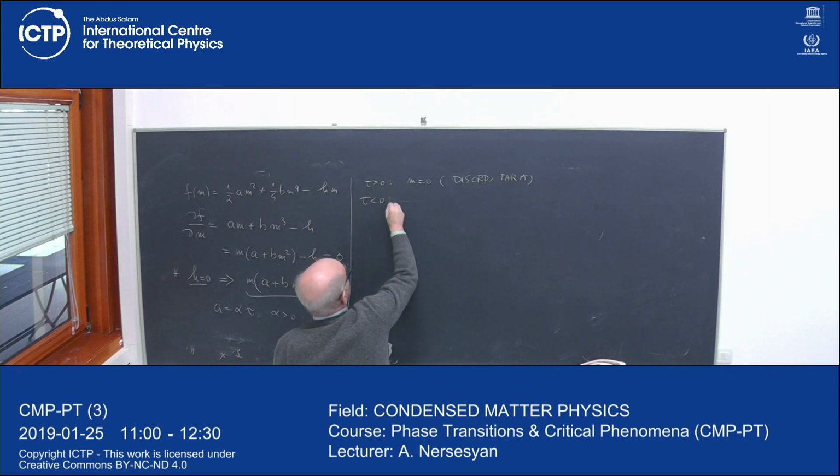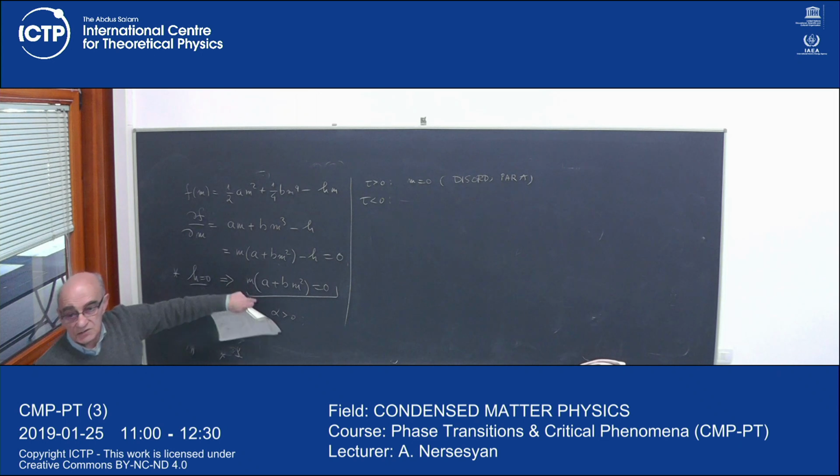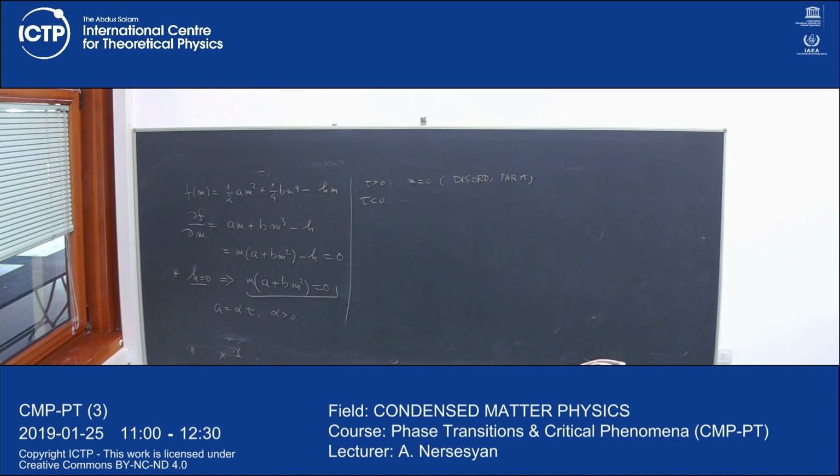And now there is tau less than 0. Keeping in mind the shape of the free energy, I have to drop the solution M equal to 0 because it doesn't correspond to a minimum, but rather to a maximum. But I have two solutions, M equal to plus minus M naught. A plus B M naught squared is equal to 0. In other words, M naught squared is minus A divided by B, which is alpha times the modulus of tau divided by B. From which you conclude that M naught is proportional to the square root of tau.